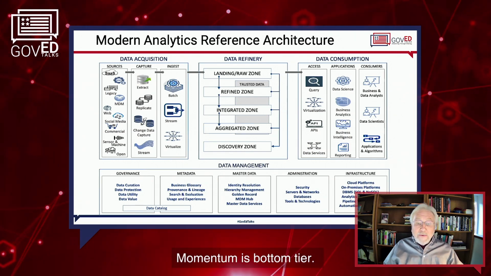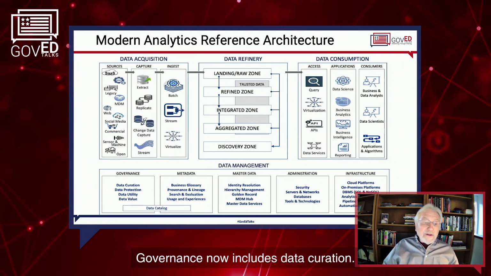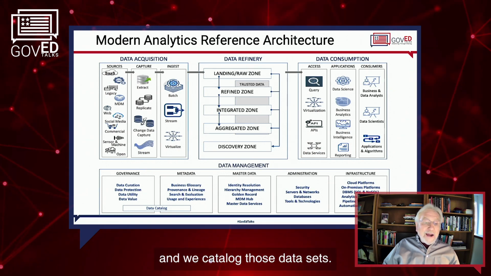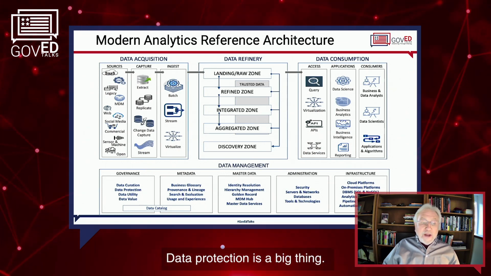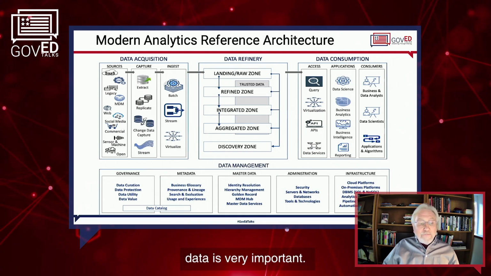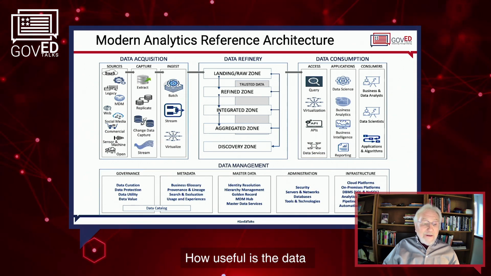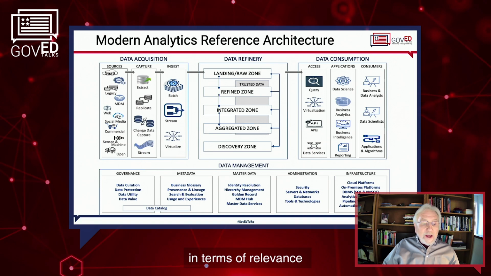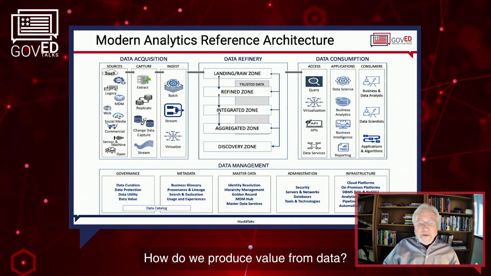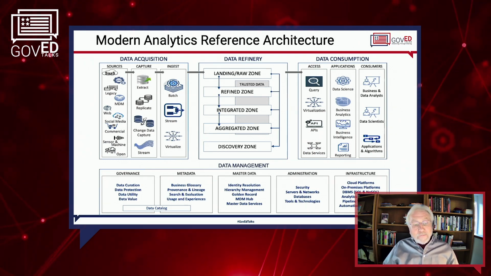And then on this bottom tier, we have data management, and there's a lot of complexity here. Governance now includes data curation. We curate data sets for sharing, and we catalog those data sets. Data protection is a big thing. Privacy-sensitive data, security-sensitive data is very important. But governance also has to focus on data utility. How useful is the data in terms of quality, in terms of relevance, and ultimately on data value? How do we produce value from data? There's a lot of cost in managing this data. How do we get value in return from it?